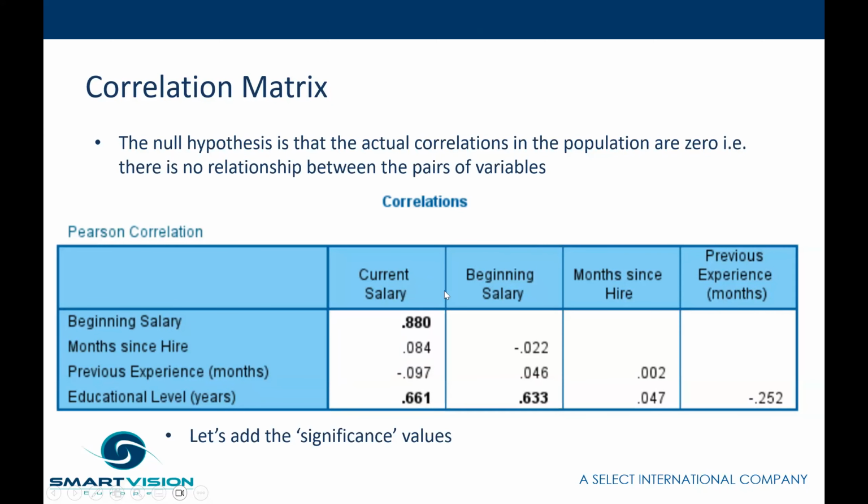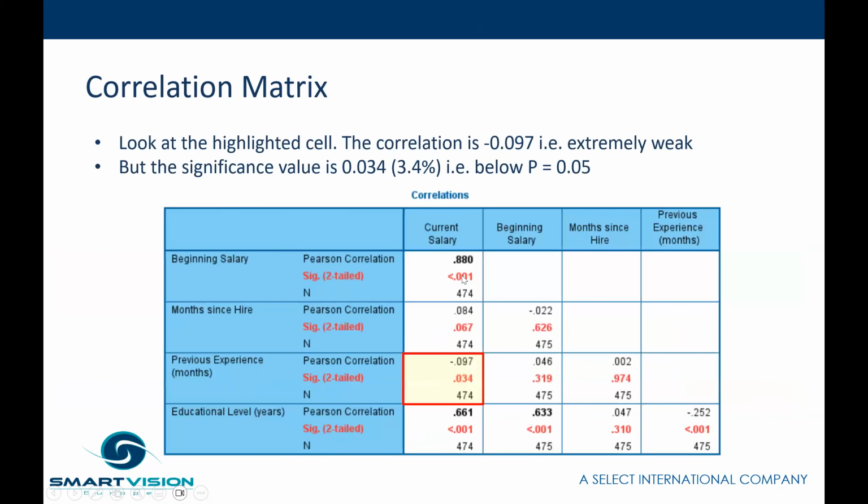So when we add in the significance values, which you get by default in a Pearson's correlation, you can see that some of these are very significant. It's saying the probability of getting a result as extreme as the one observed here, 0.88, in a universe where beginning salary in no way affects current salary, is very small. So we would reject the null hypothesis that the correlation really is 0 in the population. In fact, it's 0.88 here.